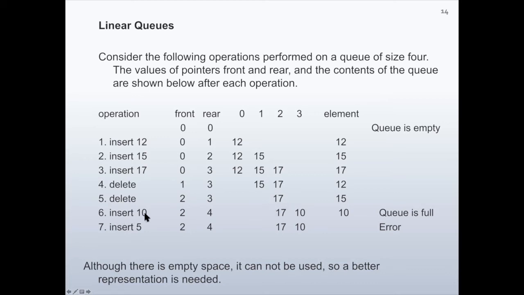There is an insert operation here. 10 is inserted at location 3 and rear is incremented by 1. The next operation is insert 5. But notice that there is no more location to insert 5 in the queue. The queue is full, so this will result in an error. In fact, there are locations which are empty, but in a linear queue, we are not able to use them. Although there is empty space, it cannot be used, so a better representation is needed.